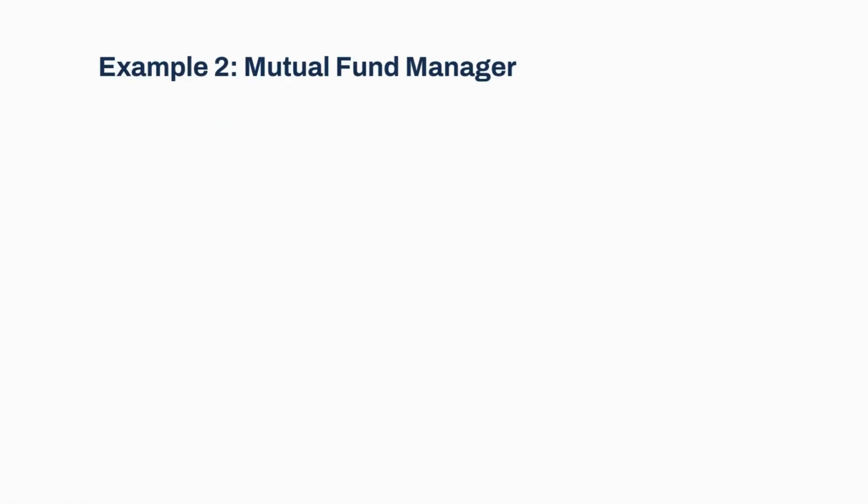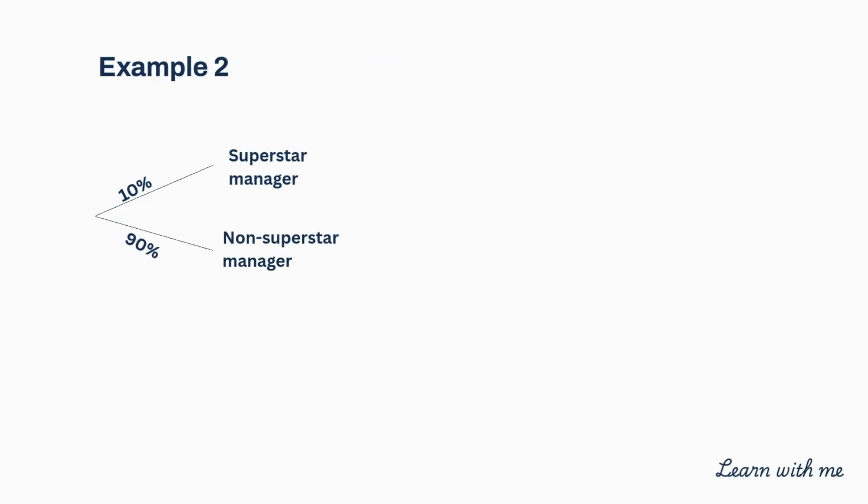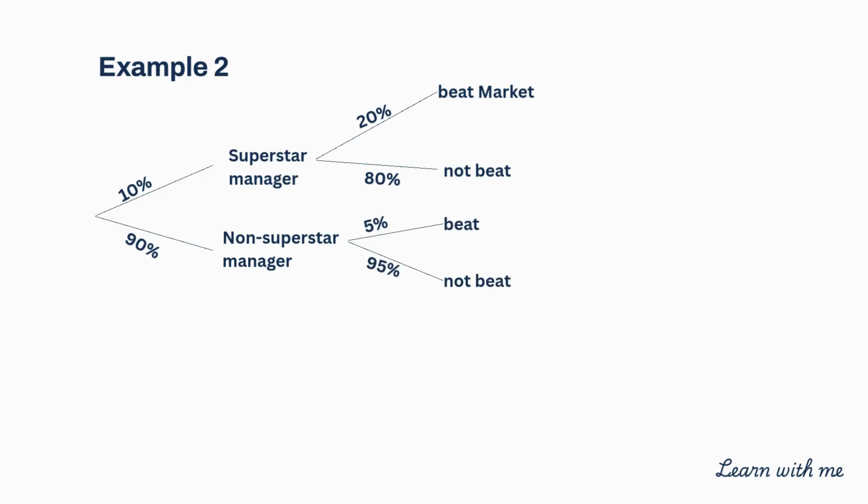Now let's look at another example. This time it is about mutual fund managers. Suppose in the market, 10% of managers are superstar managers and 90% of managers are non-superstars. For a superstar manager, the chance of beating the market in a year is 20%, and the chance of not beating the market is 80%. And for a non-superstar manager, the chance of beating the market is only 5%, and not beating is 95%. Now here's the question.